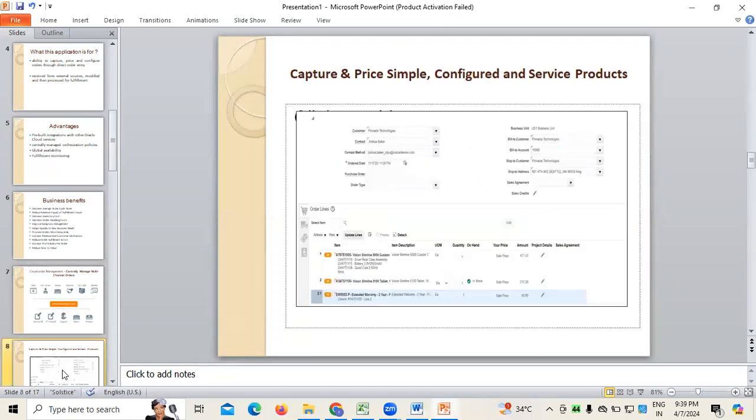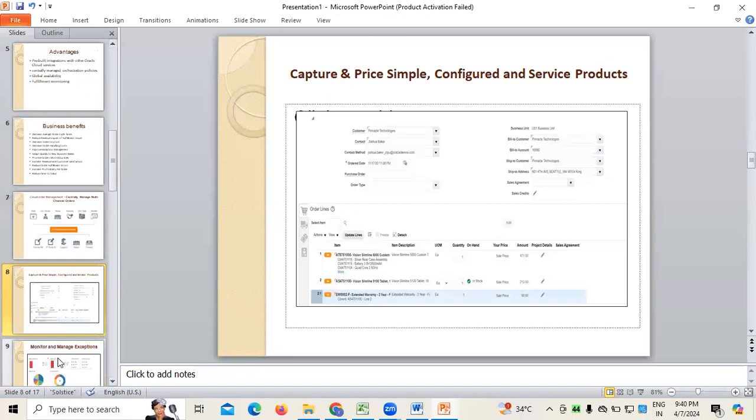The second thing is how capturing and pricing of simple, configured and service products works. Whenever we use this application, it lets us capture and revise orders with simple SKUs. Majorly, it is used to configure the items and the services. It also provides user-configurable business rules for default order values such as customer billing and shipping information, execution of pricing policies, and real-time product availability information. It also validates the orders prior to submission for fulfillment, and handles price execution, including discounts, targeted pricing and segmentation. All these things can be done using capture and pricing of simple, configured and service products.